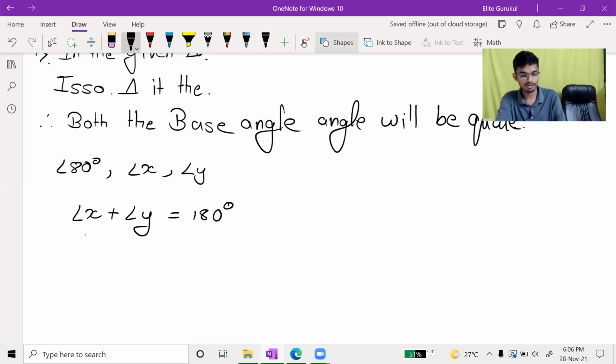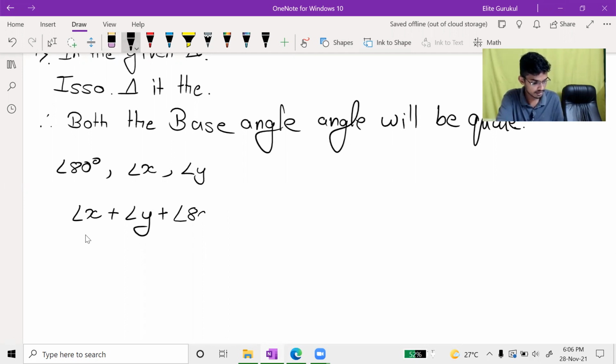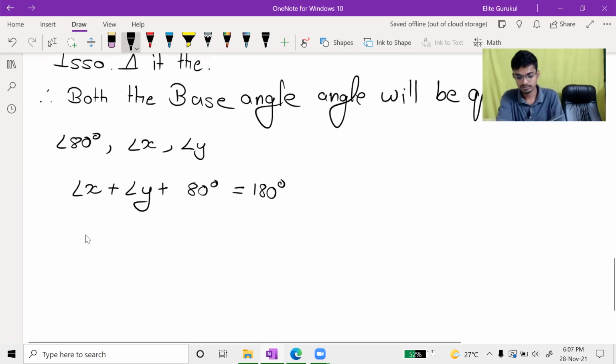I have written something wrong. Tell me what I wrote wrong. Plus 80. Plus angle 80 degree. If you don't write angle, then also okay. Is equal to how much? 180 degree. You're not paying attention, huh?